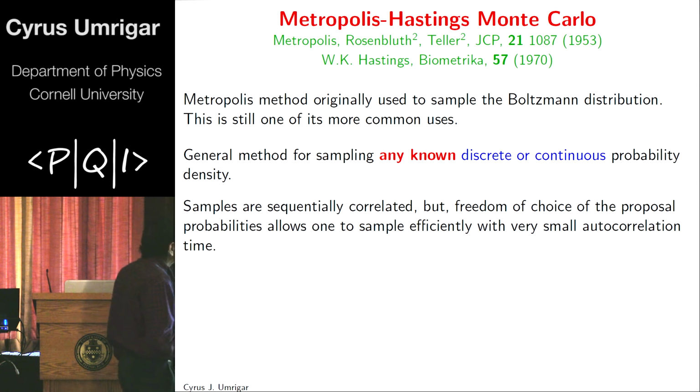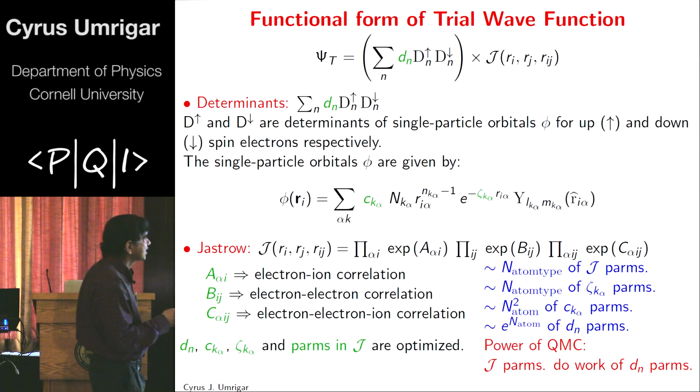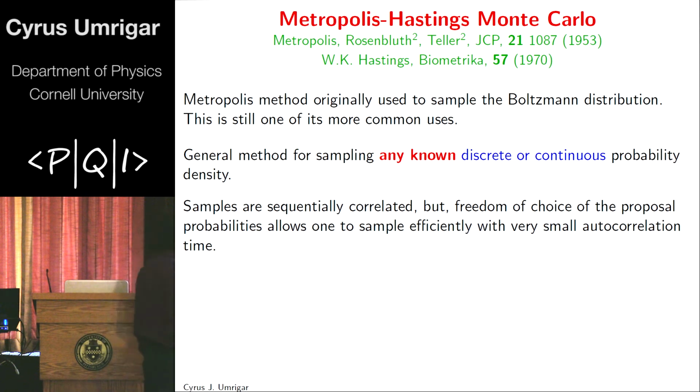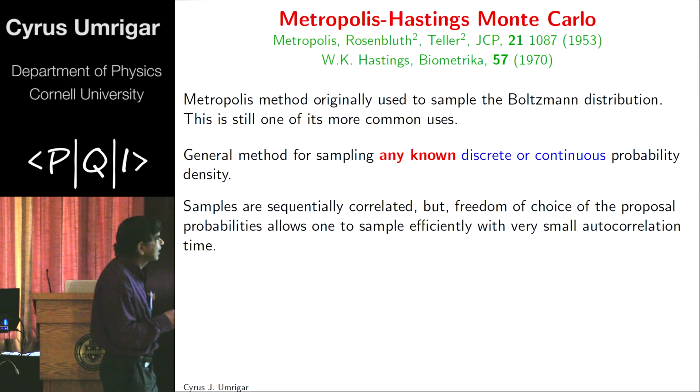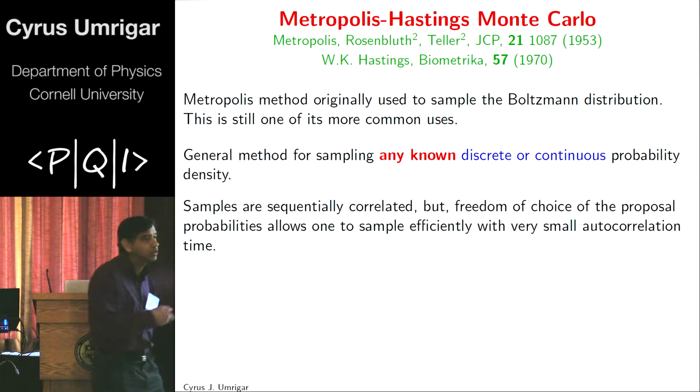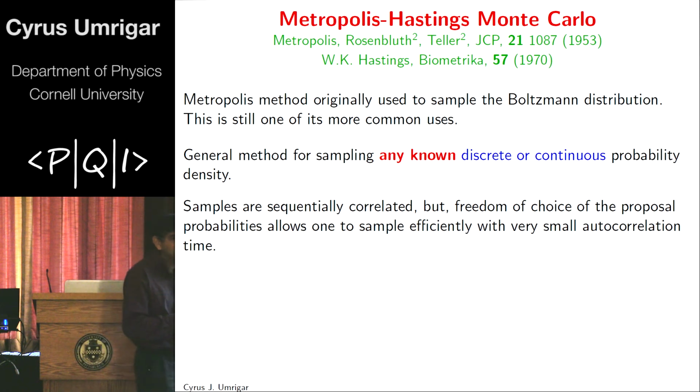What's used for sampling is the well-known Metropolis-Hastings method, which was originally introduced for sampling the Boltzmann distribution. But in fact, it's a method for sampling any known probability distribution. The downside of the method is that the samples are not independent. They're sequentially correlated. But one has a freedom of choice in the proposal probabilities that enter into the Metropolis algorithm. And if one makes an intelligent choice for these proposal probabilities, then this autocorrelation time can be made extremely small. And so the fact that the samples are sequentially correlated is not a big issue.